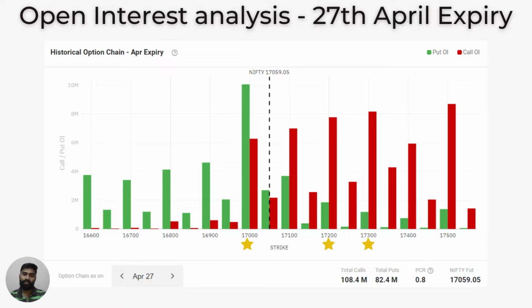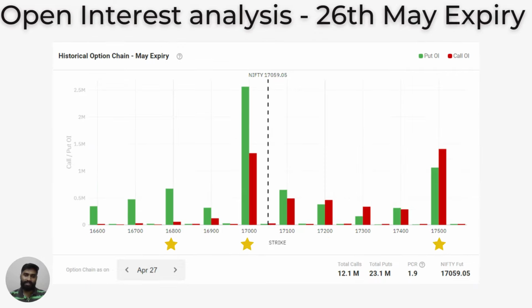So the put to call ratio is 0.8, meaning the number of calls sold here is greater than the number of puts sold. This indicates a very slight bearish tone in the markets, and you can also see that the red bars here are dominating the chart, offering a lot of resistance for the Nifty 50. And there is comparatively high support at the 17,000 mark as well.